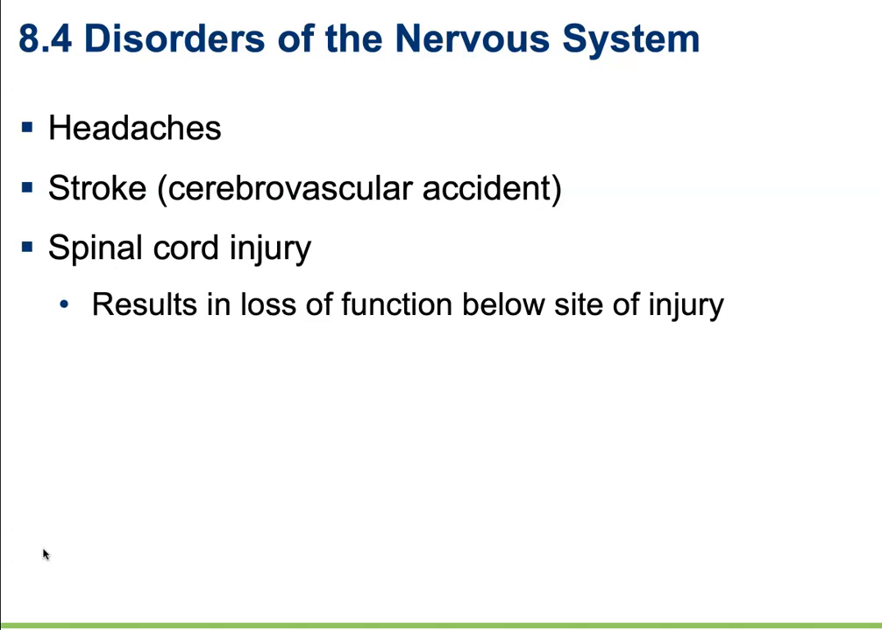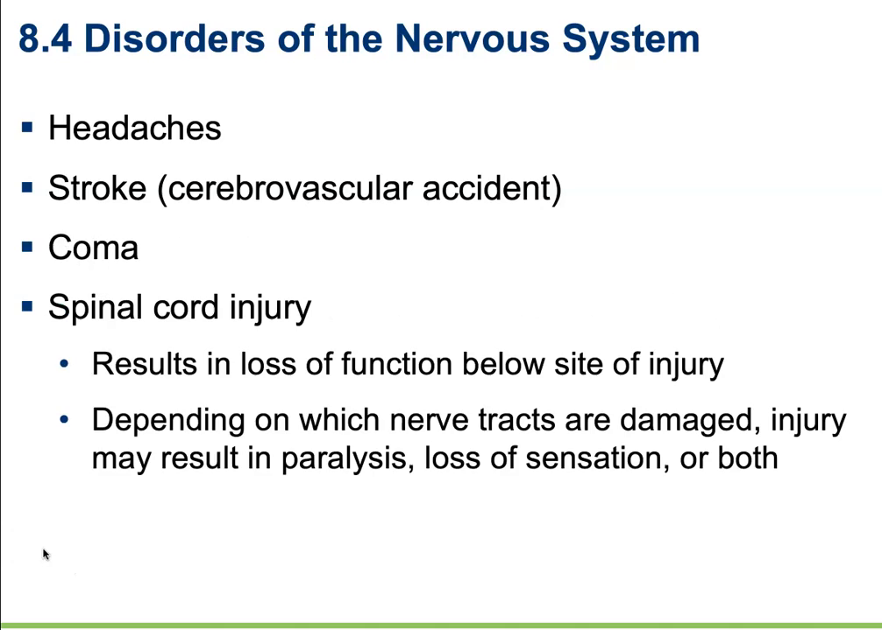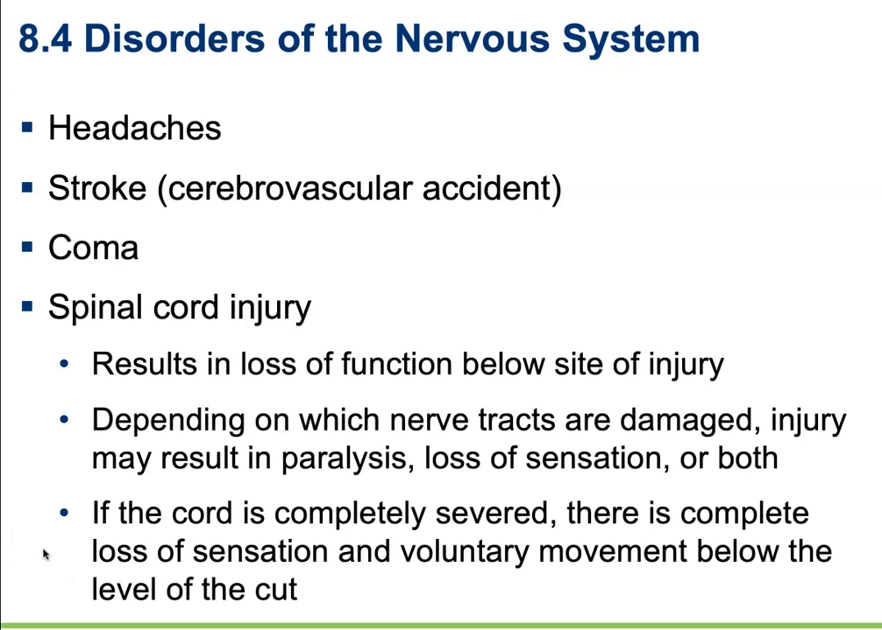Spinal cord injury is going to result in the loss of function below the site of injury. Depending on which nerve tracts are damaged, it could result in paralysis or loss of sensation or both. If the cord is completely severed, there is going to be complete loss of sensation and complete loss of voluntary movement below the level of that cut.